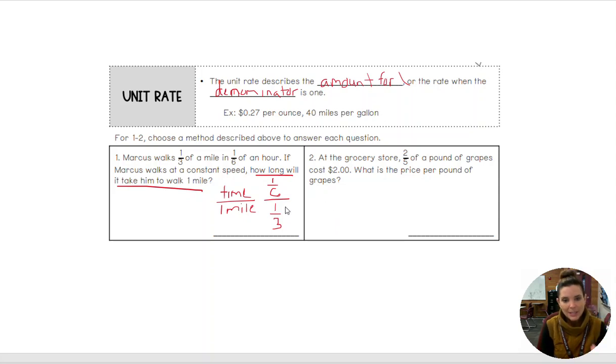So we take once, and this is called a complex fraction. Remember, anytime you have a fraction divided by another fraction, it's called a complex fraction. When you're putting these in the calculator, just use your fraction button. So you're going to do 1 fraction button 6, and then you'll do divided by 1 fraction button 3, and then that is going to give you 1/2. So it is going to take him 1/2 of an hour, and then that is per 1 mile.